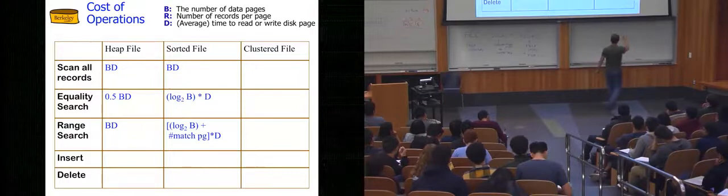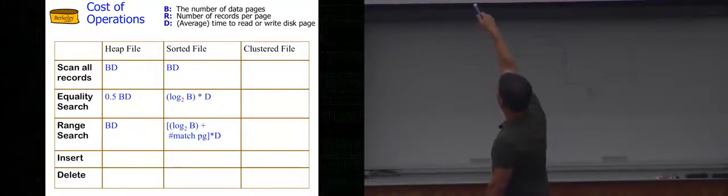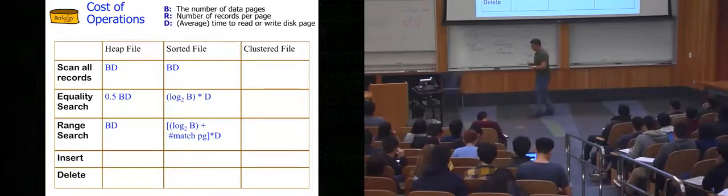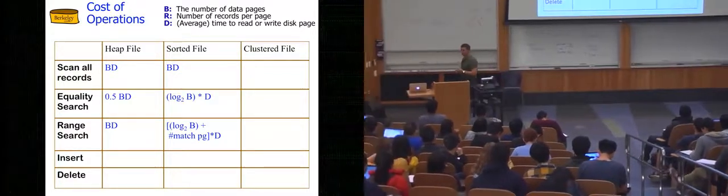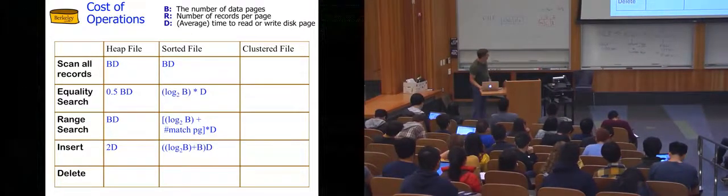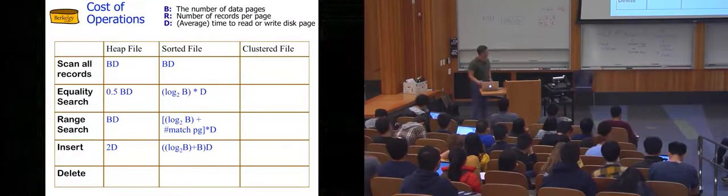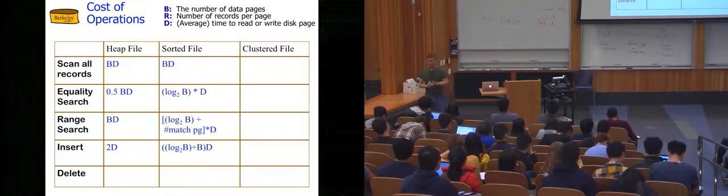So it's the cost of a lookup, which is log base 2 B times D, plus B over 2 times D. The log plus the read-write times D. Read-write of half. Good? And then deletion.